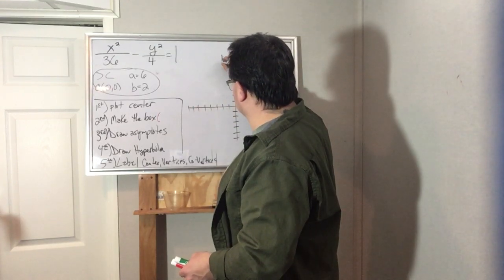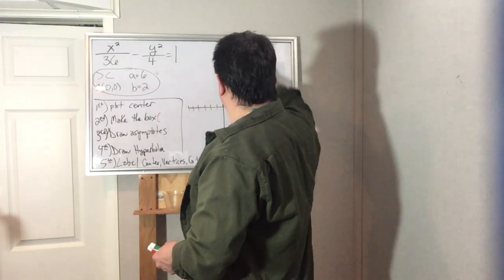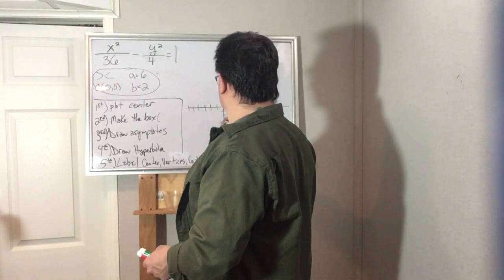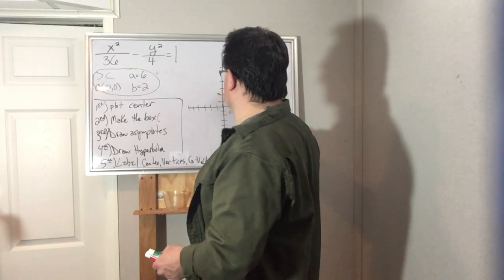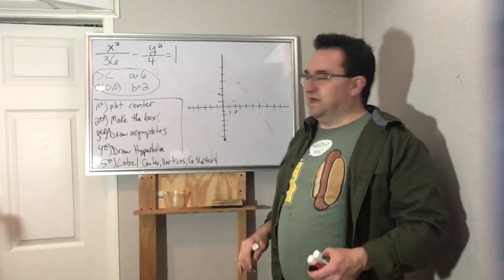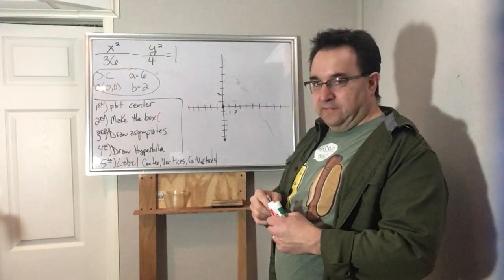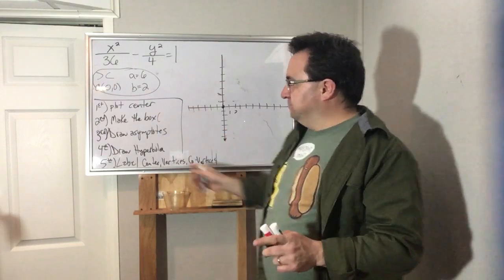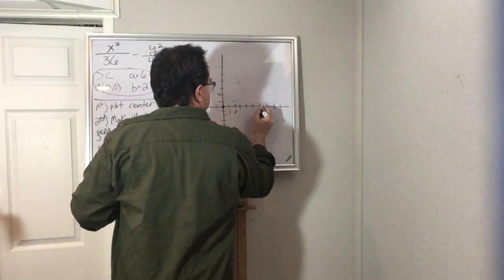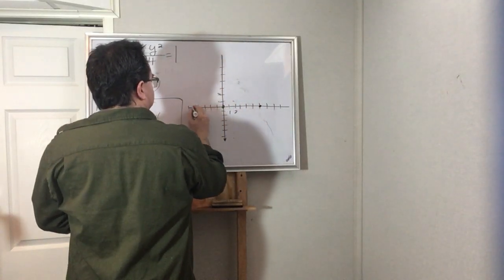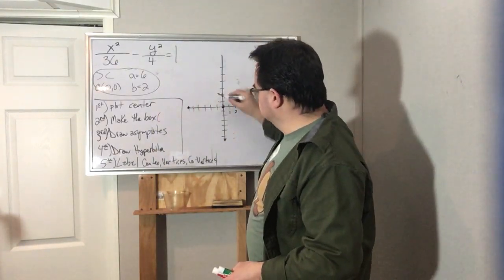Actually, I'm going to scoot this over a little bit. First, plot the center. 0, 0, no problem. Second, make the box. Okay, how does it open? Left and right. So I got to go 6 left and 6 right. 5, 6. 1, 2, 3, 4, 5, 6. And then I got to go 2 up and down in this case.